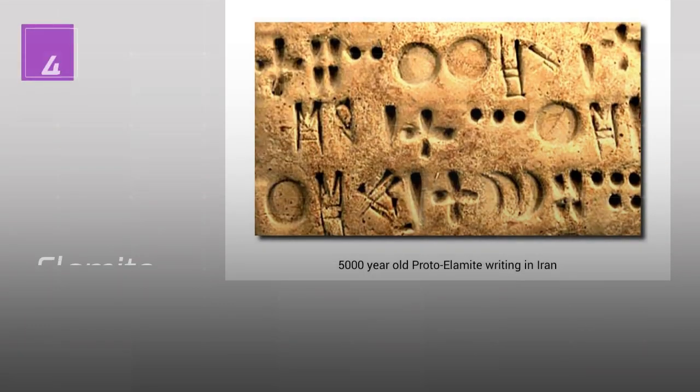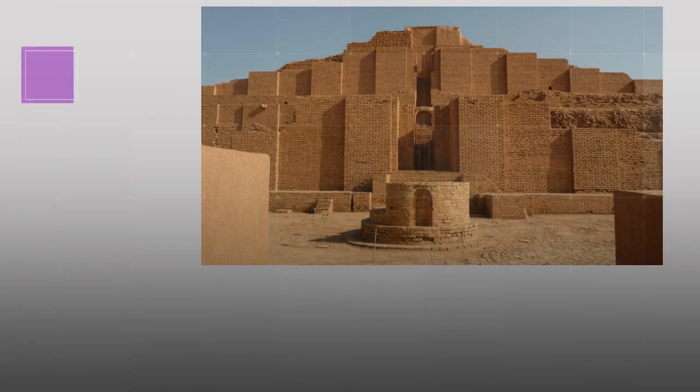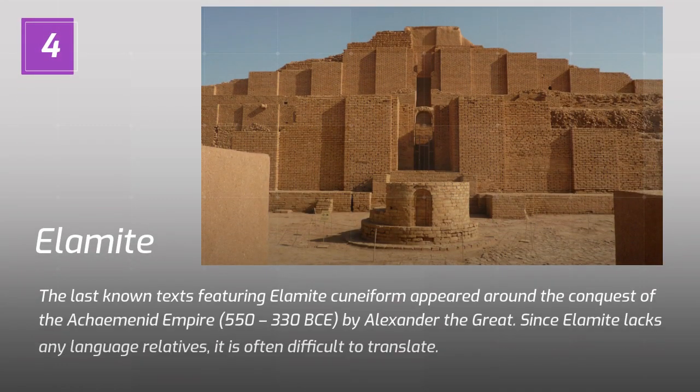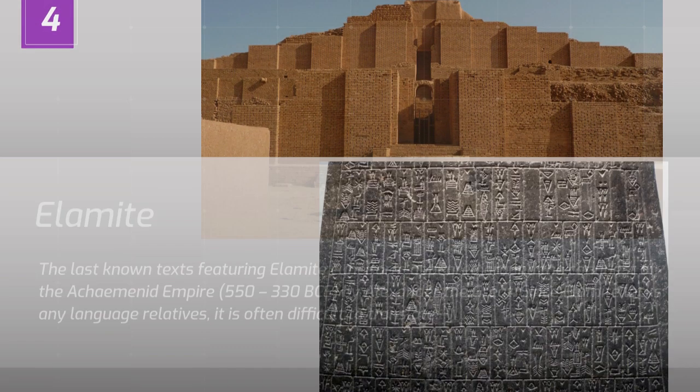Number 4. Elamite. Elamite, which is known as Hatamite, is an extinct language that was used in modern-day southern Iran from about 2800 BCE to 300 BCE. Its writing system was Elamite cuneiform, which was derived from Akkadian cuneiform. The last known texts featuring Elamite cuneiform appeared around the conquest of the Achaemenid Empire by Alexander the Great. Since Elamite lacks any language relatives, it is often difficult to translate.